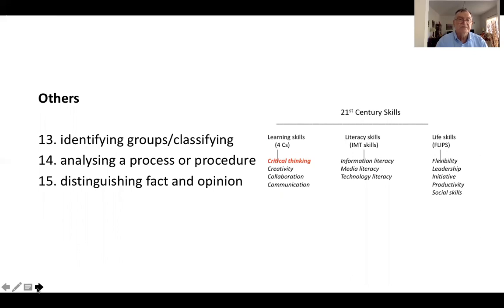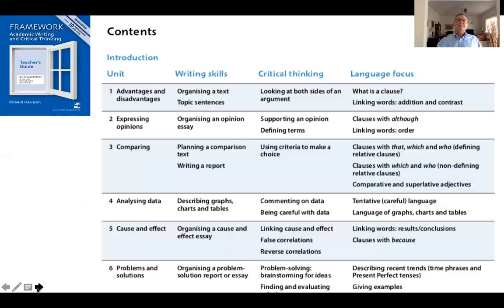Distinguishing fact and opinion, very important. And then, as we mentioned earlier, thinking about thinking. So all of these elements could go into a critical thinking syllabus, these sub-skills. I'm going to show you an example of one in a textbook, my textbook as it happens. And there, that's the contents page, and there is the critical thinking component, alongside the writing skills component and the language focus. So this is a book on academic writing and critical thinking. And a lot of those skills are included in that component.